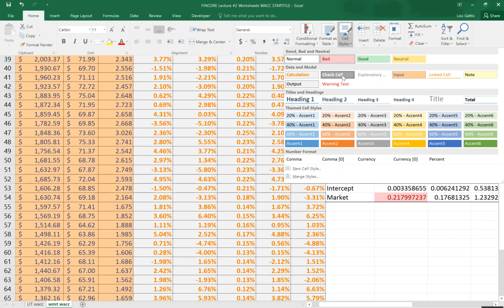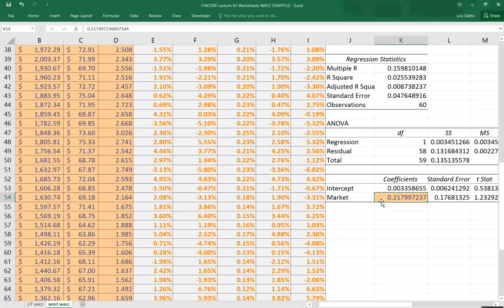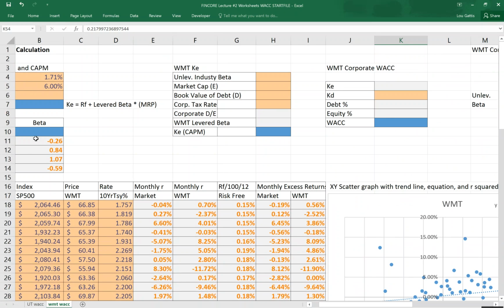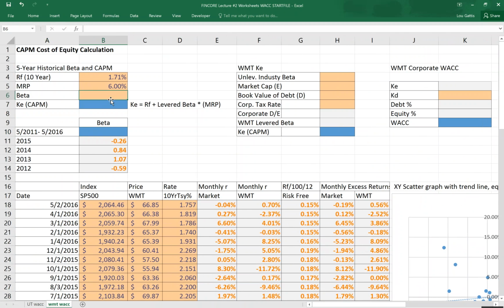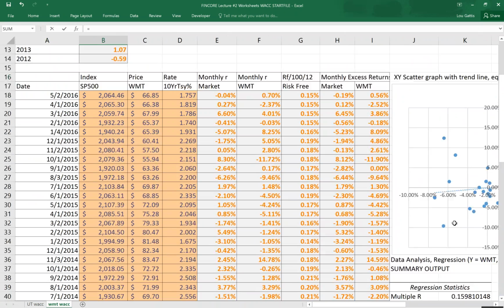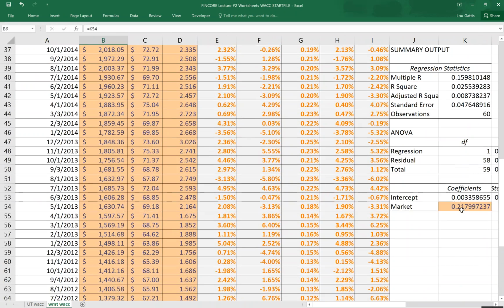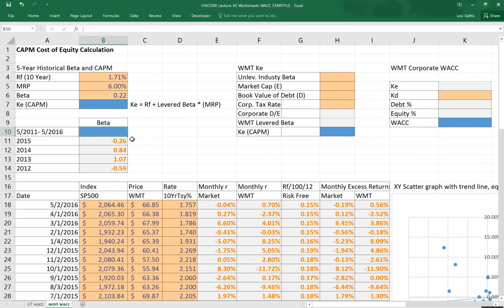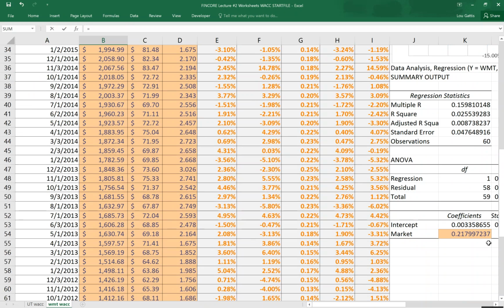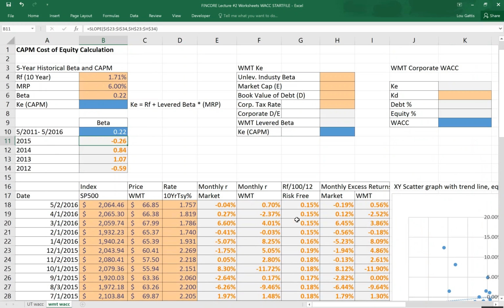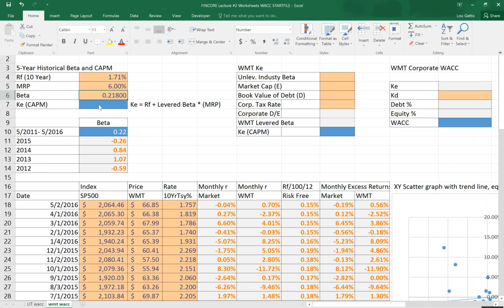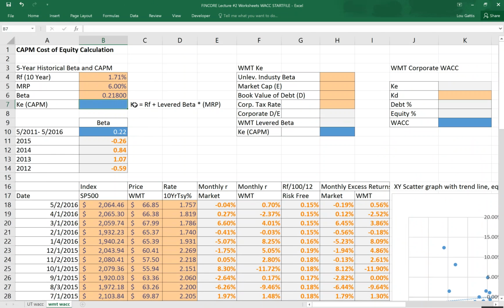So I can make that an input. And that could be my beta for Walmart. So I could use that beta. And I'll link it here too, since I have a cell here that says the beta from 2011 to 2016. If I use this beta, it has a few more decimal places, I'll show them. If I use this beta, I can plug it into my CAPM formula.